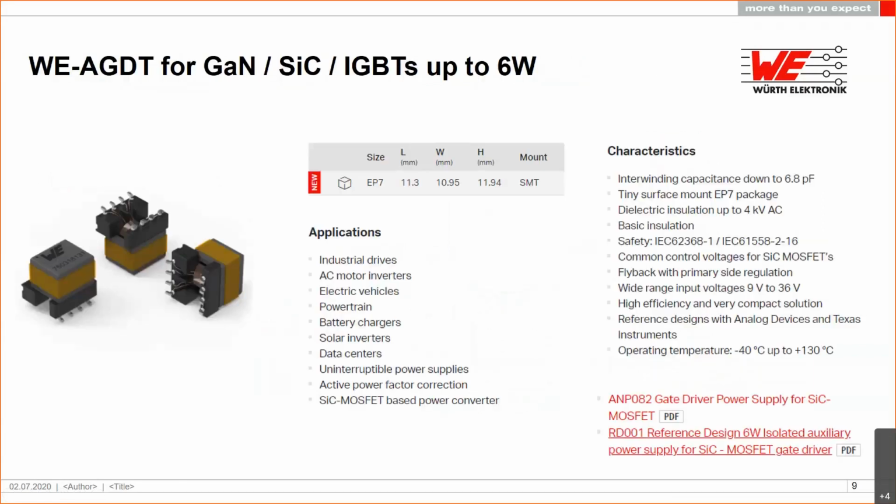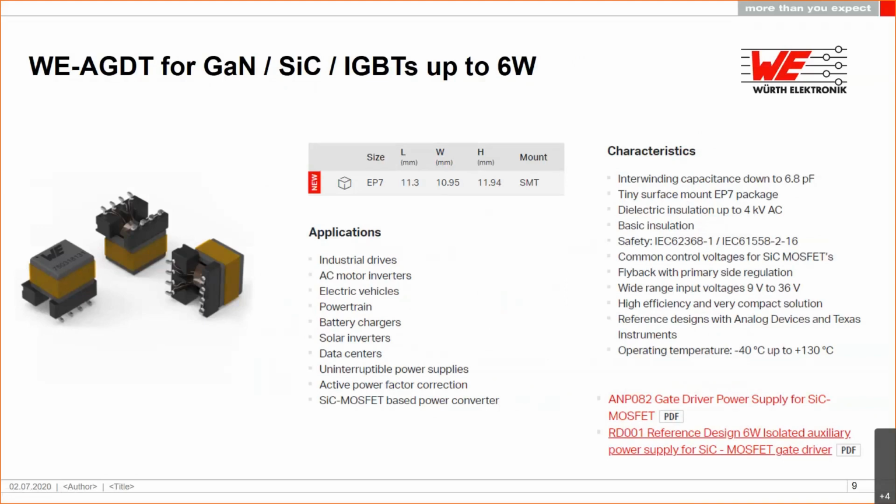The main goal in developing this quite new transformer was to achieve the lowest possible interwinding capacitance. And this is very low. It's only 6.8 picofarads. And the transformer can handle up to 6 watts of power. If you look at the case size, 6 watts with this small case and this very, very small interwinding capacitance, this is actually unique on the market. There's no other manufacturer who can provide a comparable product.